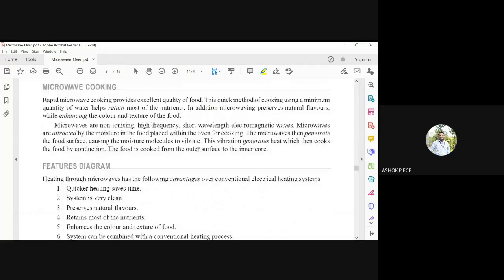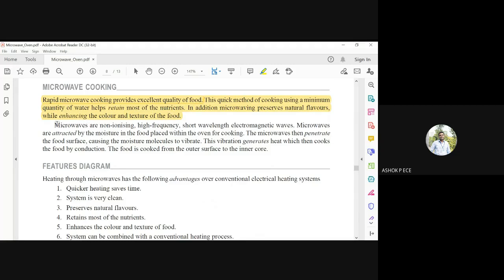So rapid microwave cooking provides excellent quality of food. So the food quality is going to be excellent. This quick method of cooking uses a minimum quantity of water, so it retains most of the nutrients. In addition, it preserves the natural flavors while enhancing the color and texture of the food.